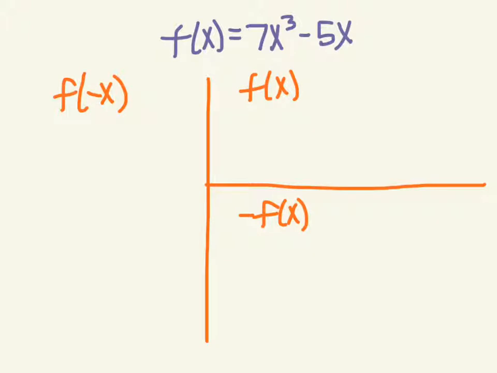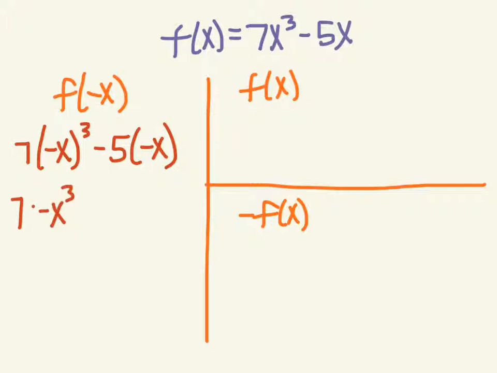Here we have f of x is equal to 7x cubed minus 5x. So we're going to start by plugging in negative x everywhere we see an x. Okay, so again, we're going to simplify this. So we have 7 times a negative x cubed. Anytime you take a negative number and you cube it, it's going to give you a negative number. So really we have 7 times negative x to the third. And then the second part, we have a negative 5 times a negative x, so it's going to give us a positive 5x. So when you simplify this, you can write the first term as negative 7x cubed and then plus 5x.